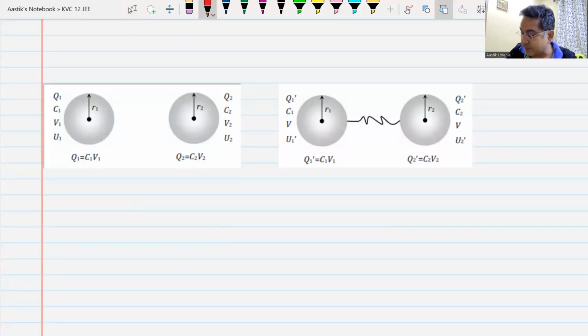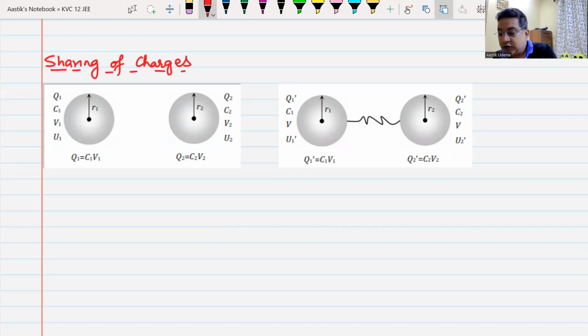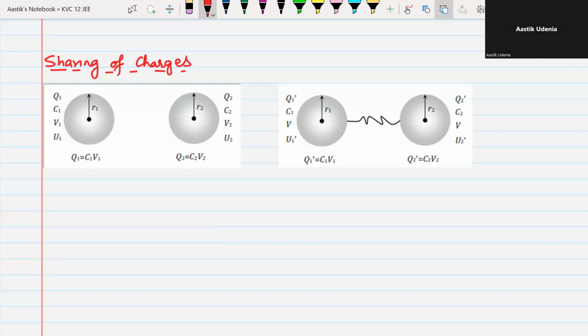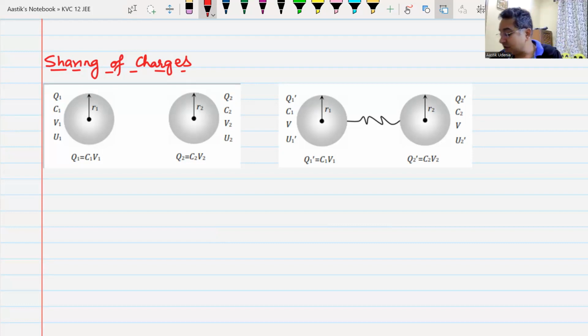Now, what is sharing of charges? There have been questions in JEE about this a lot of times. You have two conductors and we have just taken them as two spherical conductors. Q1, C1, V1 and U1 are the charge, capacitance, potential and energy for conductor number 1. Q2, C2, V2 and U2 are for the other conductor. Now what we are going to do is connect these two conductors. Then they get final charges Q1 dash and Q2 dash, capacitance remains the same, and their voltage becomes the same. Do we understand this? So whenever you connect two conductors, they will come to the same potential. We understand this? Yes or no?